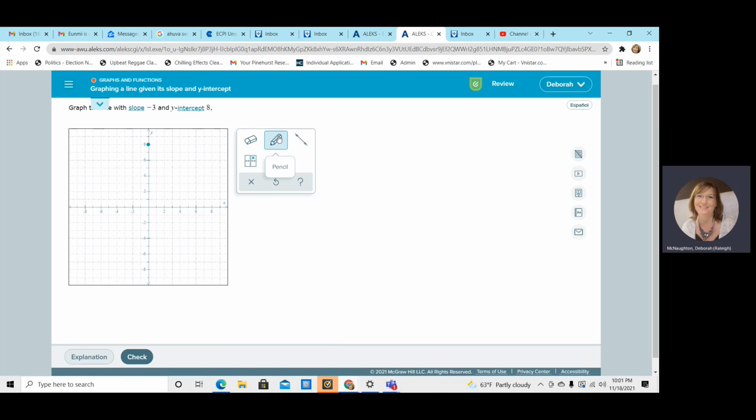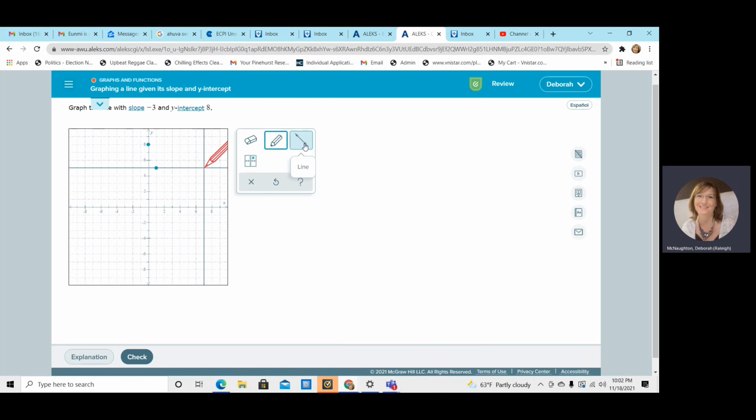And this is our second point. Didn't work. Oops. No, it's not. Let me delete that one. Okay, we'll start over. Our first point is at 8, and our second point we go down 1, 2, 3, and to the right 1. Right, and that's our second point.